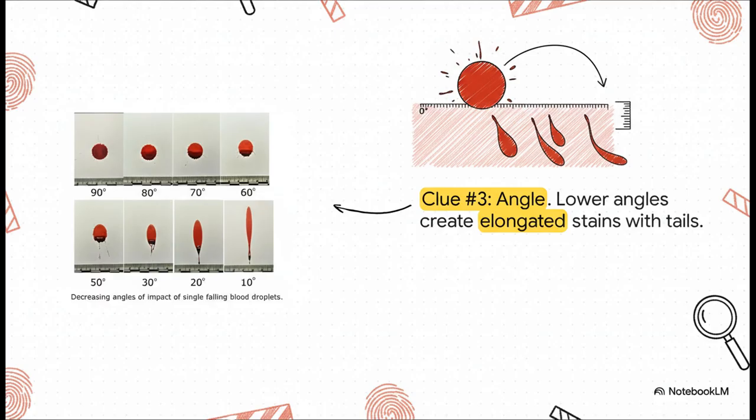And this next one might just be the most important clue of all: the angle of impact. A drop that hits a surface straight on at 90 degrees is going to be a circle. But, and here's the key, if it hits at an angle, it stretches out, gets elongated, and forms a tail. And that tail always points in the direction the blood was traveling. It's like a tiny little arrow pointing to the next part of the story.